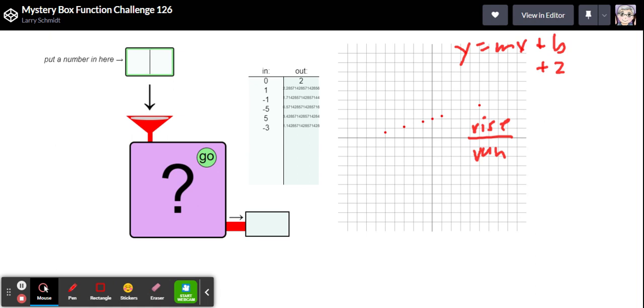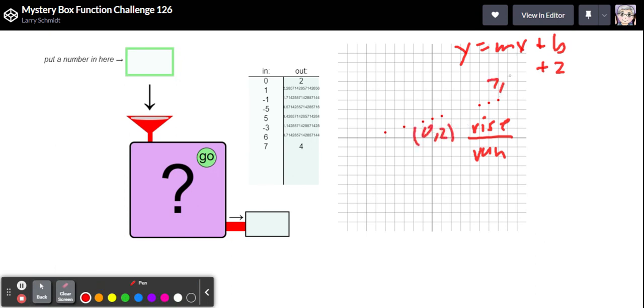So let's just keep going further out. We've got a 5 here. Let's try a 6. No, and let's try a 7. There we go. Okay, so now we've got some easy whole numbers. So this point is the point 0, comma 2. And this point is the point 7, comma 4.